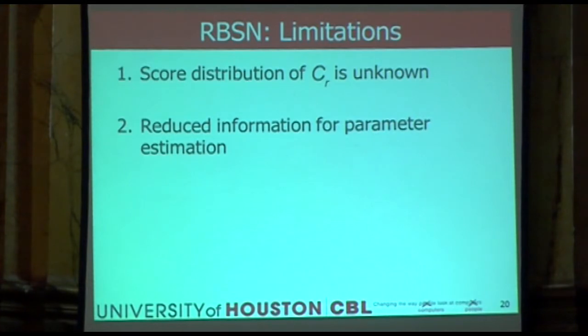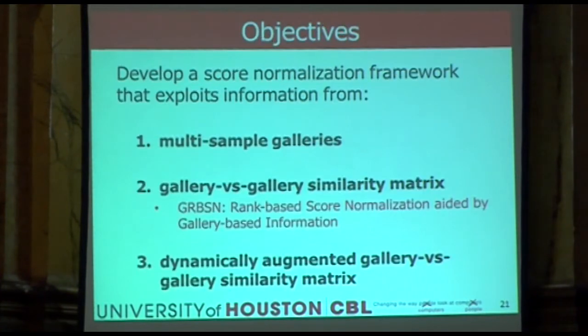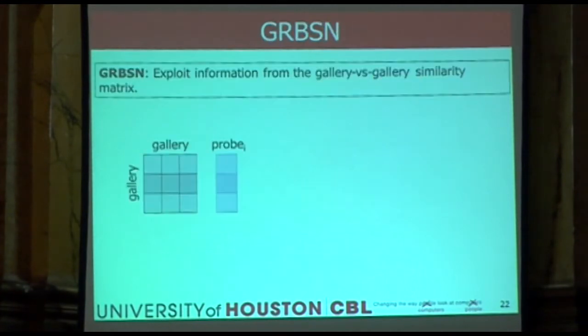And in addition, since we partition the scores into subsets, we have less information for parameter estimation. So when we normalize scores using z-score, for example, we have fewer scores to estimate the mean and the standard deviation correspondingly. Now, given the very encouraging results that we got, we moved one step further and we tried to exploit information from the gallery versus gallery similarity matrix.